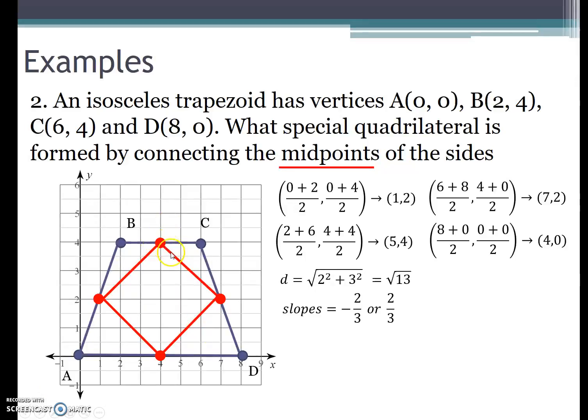For the slope of this line here, it's -2/3 because we're going down 2 over 1, 2, 3. And then the slope for this line, we're going up 2 over 1, 2, 3. So I have -2/3, and then I have 2/3, and the opposite sides are the same, okay?